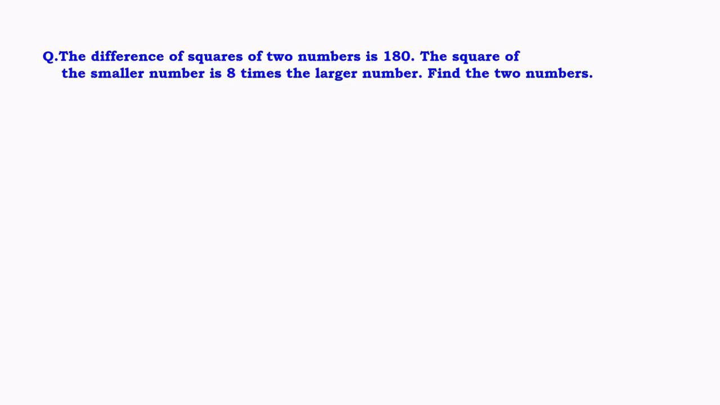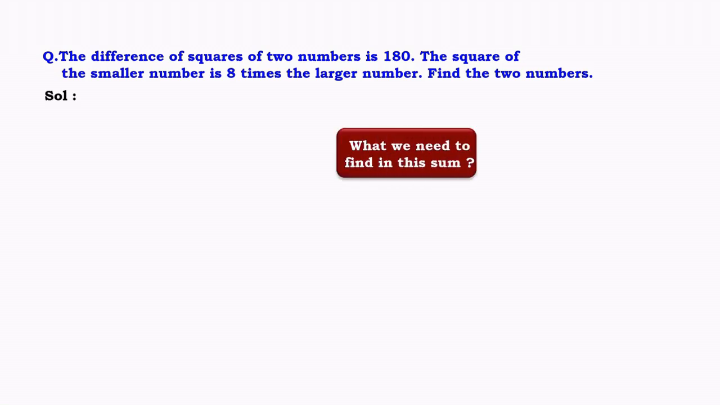Let us read the question carefully. The difference of the squares of two numbers is 180. The square of the smaller number is 8 times the larger number. Find the two numbers. Now let us understand what we need to find. We have to find two numbers, a larger number and a smaller number.